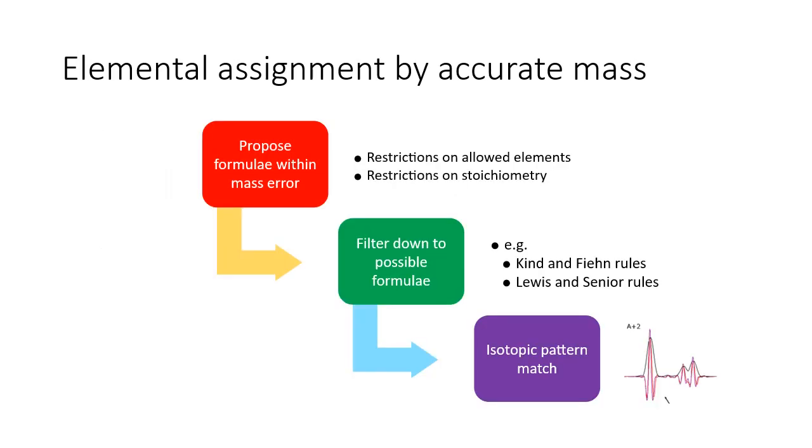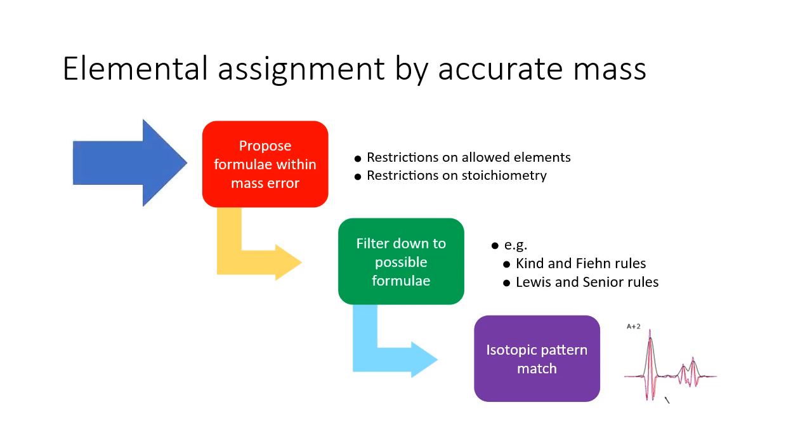Well, luckily there's a logical process that we can use to solve this problem. In the first step, we need to have some method of proposing all the possible ionic formulae for each peak in a spectrum. And then for each one of those peaks, we can narrow down the list of possible assignments to formulae that are chemically plausible by applying some heuristic rules, such as the Kind and Fiehn or Lewis and Senior rules. And then finally, from that narrowed down list, we can try to use the isotopic distribution that we can detect in the mass spectrum to further narrow down the list of possibilities, hopefully reducing it down to just a single assignment.